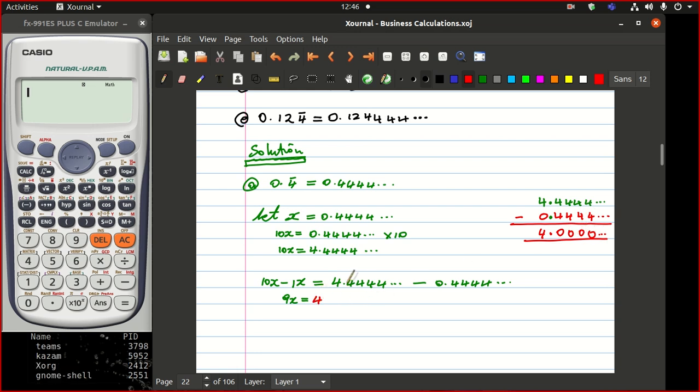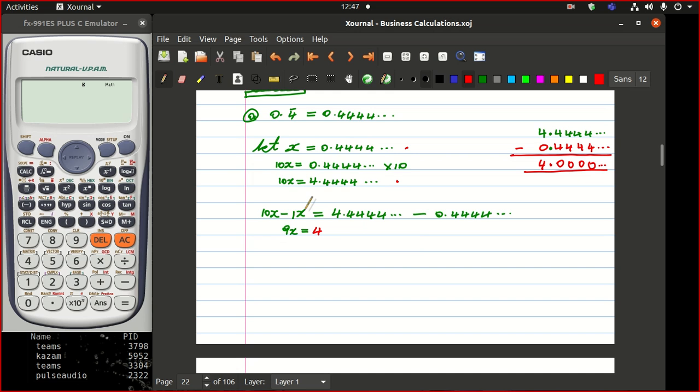In other words, we have removed these numbers after the decimal point. That is why we wanted to make sure that these numbers that are after the decimal point are the same before we can subtract these two things. So that is the main goal here. And then after that, you have your 9x and you have a 4 that side.